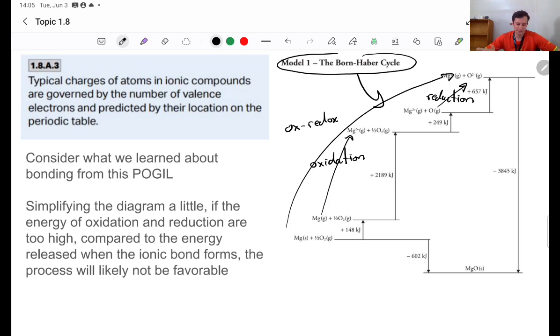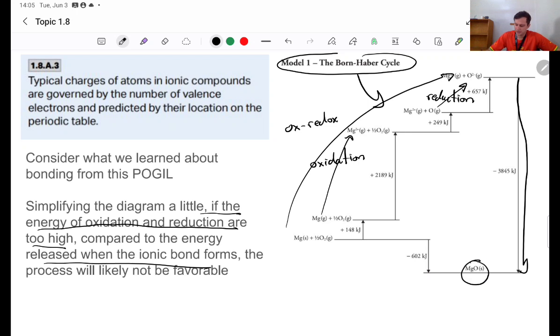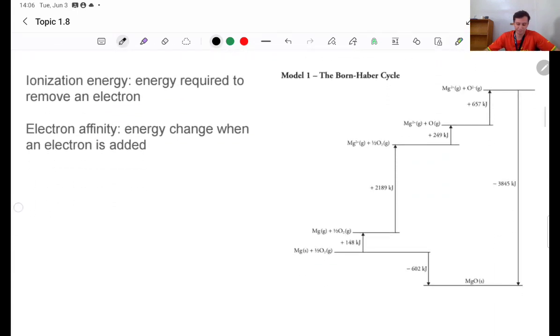There are also the phase changes there, but nonetheless we can simplify it to say that the crux of the energy here is the redox process, taking the elements from their natural state without a charge and reducing one, oxidizing the other. Now you can see that this requires energy. So simplifying the diagram a little bit, if the energy of oxidation and reduction are too high compared to the energy released when the ionic bond forms, the process will likely not be favorable. Now we have MgO solid, so that is the ionic bond formation. Remember, the removal of electrons is oxidation. That requires energy. Reduction can require some energy, or release a little bit of energy. But the driving force energetically of this process, which can make it favorable, is the release of energy by the formation of the ionic bond.